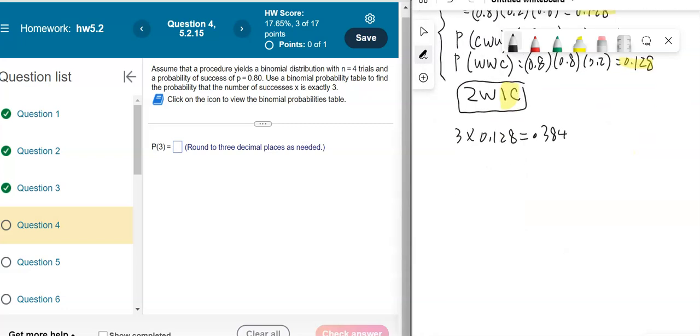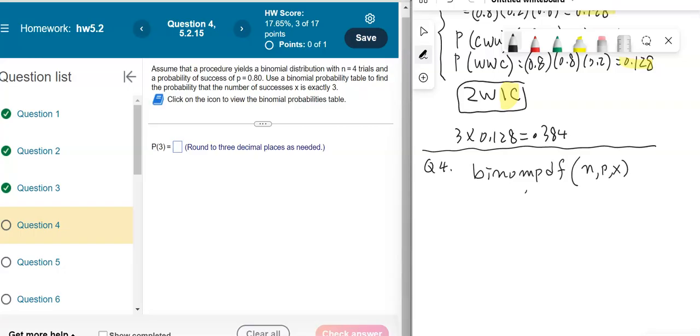Okay, now next, this is question number 4. The procedure yields the binomial distribution n equal 4, p equal 0.8. Use binomial probability to find the probability that the number x is exactly 3. So if you use a calculator, you need to use this function, binom PDF, and n, p, x. So binom PDF of n equal 4, probability is 0.8, x is exactly 3.